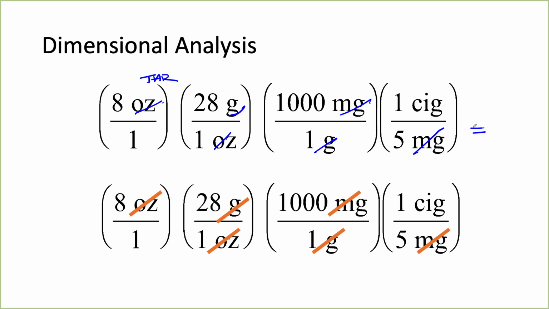And we're going to end up with the answer. If I get my handy dandy calculator going. So 8 times 28 times 1,000 divided by 5. I should end up with an answer of 44,800 cigarettes. That is a lot of smoking. Or you could do it 1 step at a time.